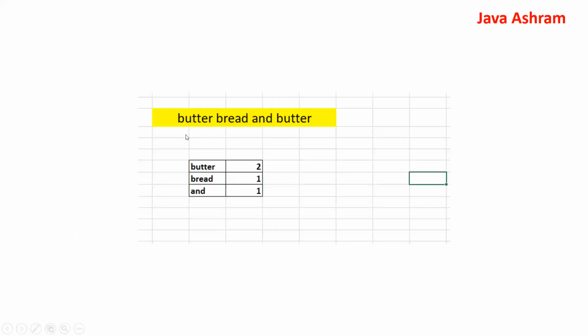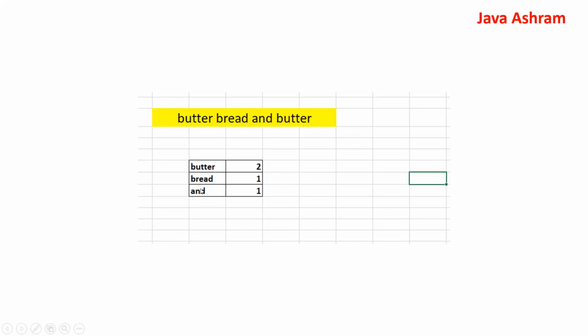Let's say this is the string: butter, bread, and butter. If you see in this string, we have four words, right? Butter first, bread second, and third, and the fourth is butter. So what output are we expecting?